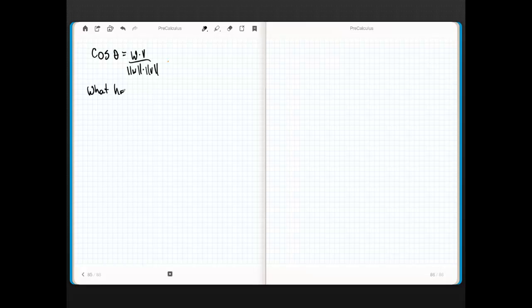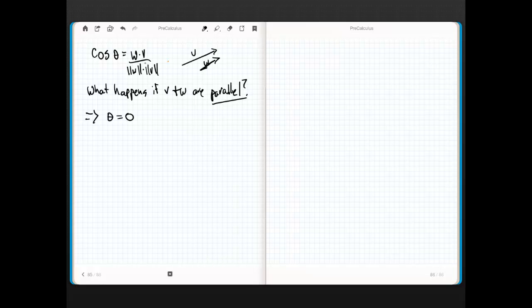Let's write a question. What happens if v and w are parallel? What's that mean? Well, that means I've got a vector that looks like that, call that v, and a vector that looks like that, call that w, and they're parallel, which implies that the angle theta has to be 0. True? You agree with that?